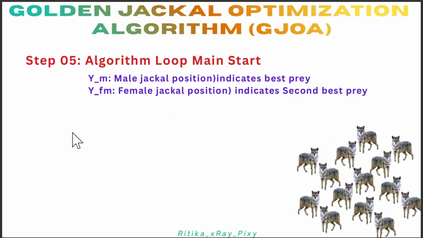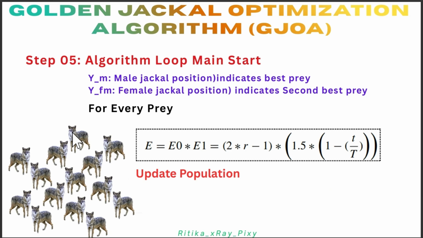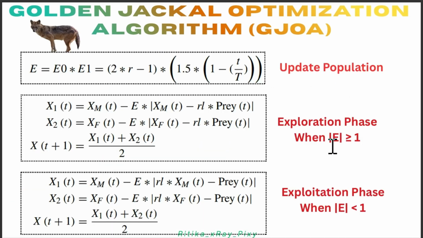For every prey, we will update their position. We will perform the exploration phase and the exploitation phase. Using this equation, first we will revise the energy, then we will check whether it is greater than or equal to 1, or less than 1. If energy is greater than or equal to 1, we perform the exploration phase, which means we explore the search space. If it is less than 1, we perform the exploitation phase using these equations.